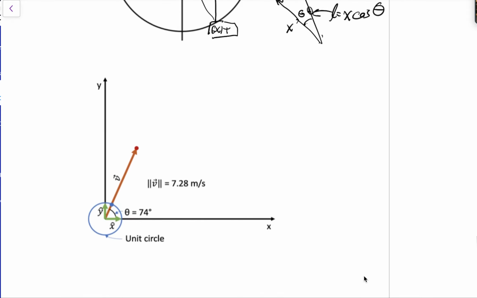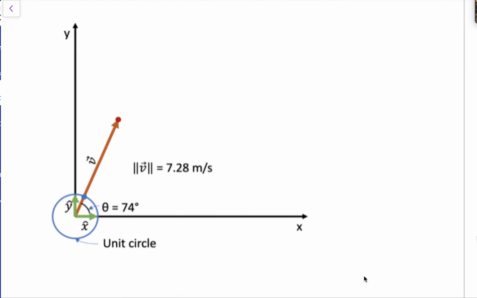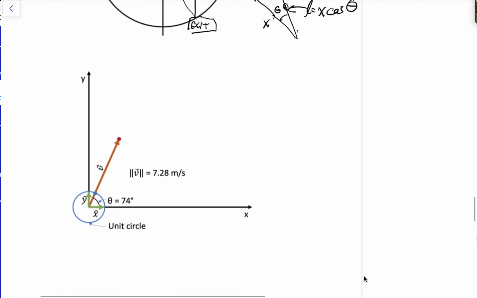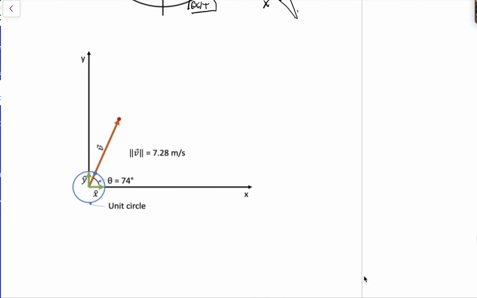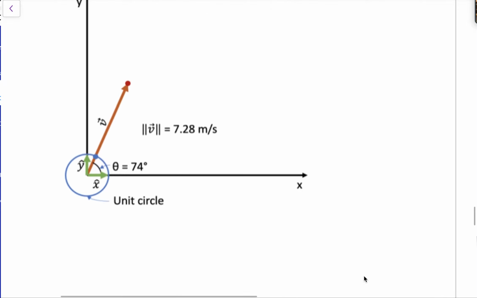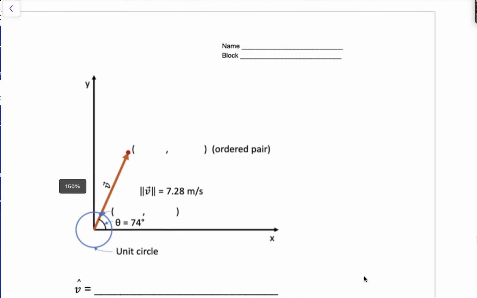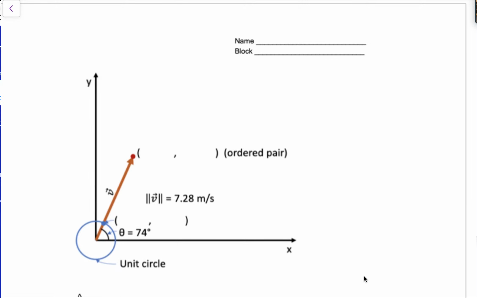Moving on. What was I getting at here? Oh, I don't remember. It's probably the same thing. Just saying that this is going to be 2 and 7. Magnitude is 7.28. Angle 74 degrees still. All right, moving on. Okay, so our ordered pair here, which I guess I did up above, is going to be 7.28 times cosine of 74 degrees, and this one is going to be 7.28 times the sine of 74 degrees.